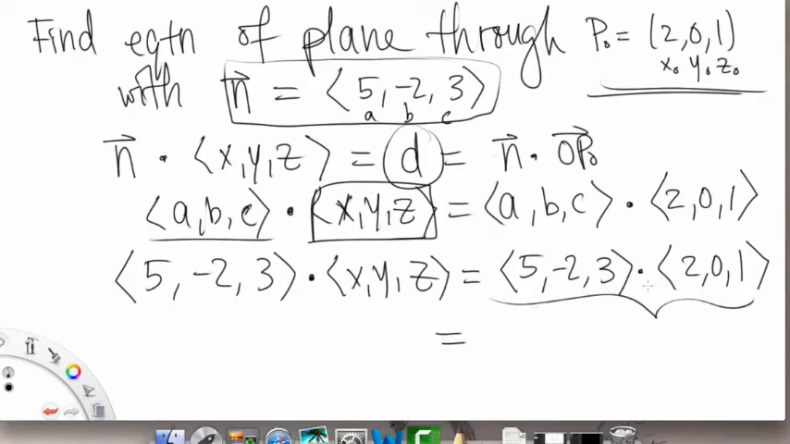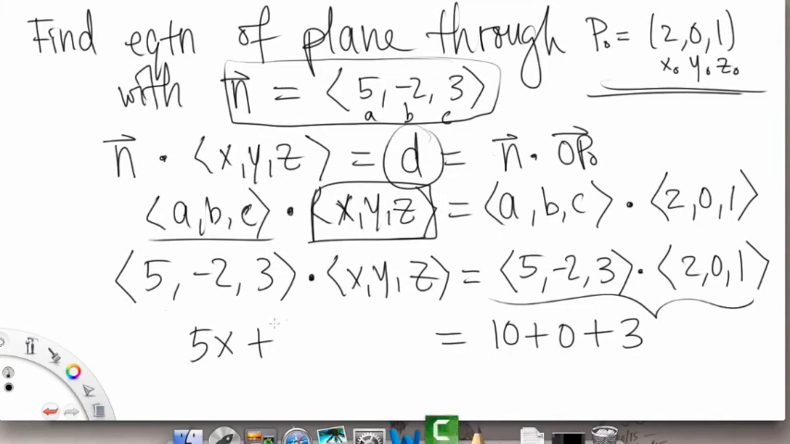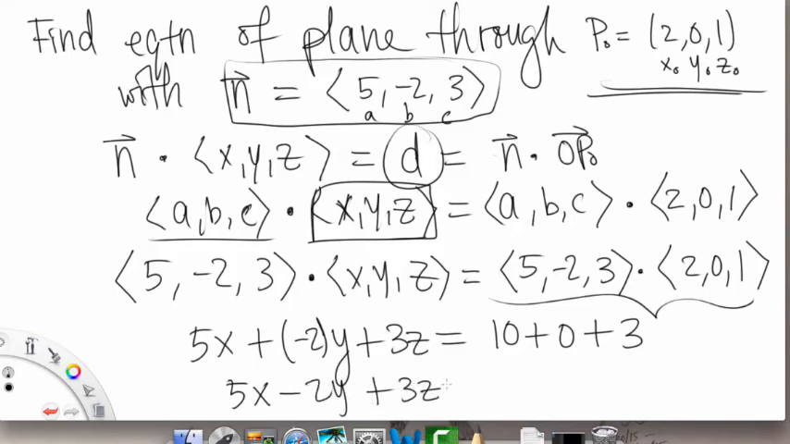So on the right side, we're going to have 5 times 2, which is 10, plus -2 times 0, which is 0, plus 3 times 1, which is just 3. And on the left side, we're going to have 5 times x, so just 5x, plus -2 times y, plus 3z, okay? The final step is just to make things look a little bit nicer. So we have 5x minus 2y plus 3z is equal to 13, okay? So this is our final equation of the plane, given that it goes through this point and it has this normal vector.